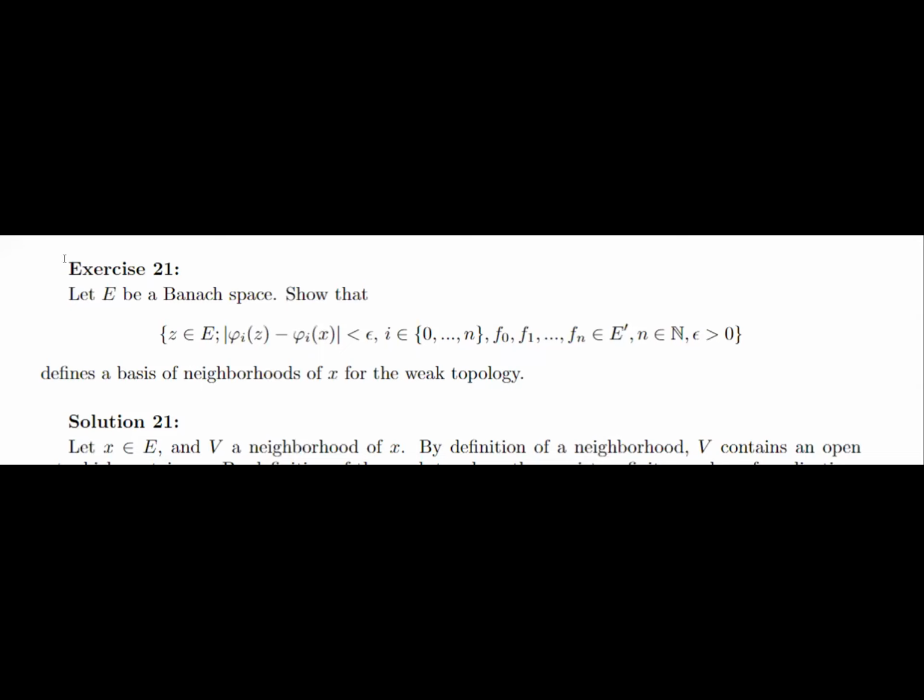So the point of exercise 21 is to prove that the sets that write as this are a basis of neighborhoods of x for the weak topology. So a few words about the correction of that. You choose an x in E, and let's assume that V is a neighborhood of x. By definition of a neighborhood, this is a classical definition in any topology, V contains an open set which contains x.